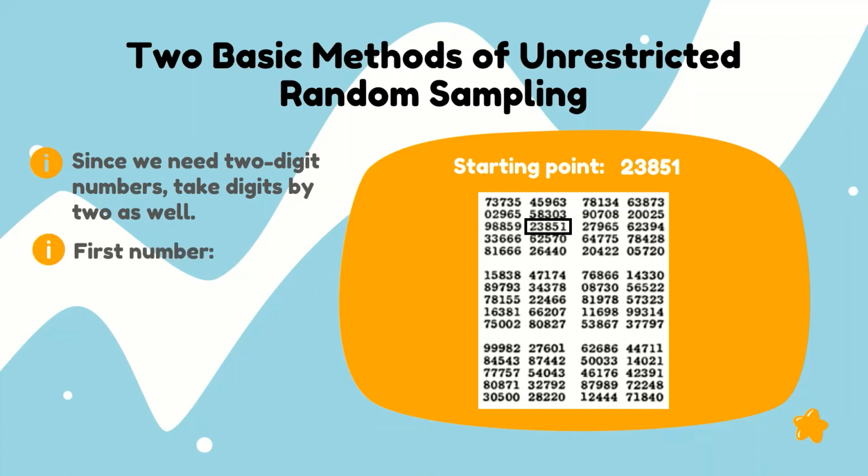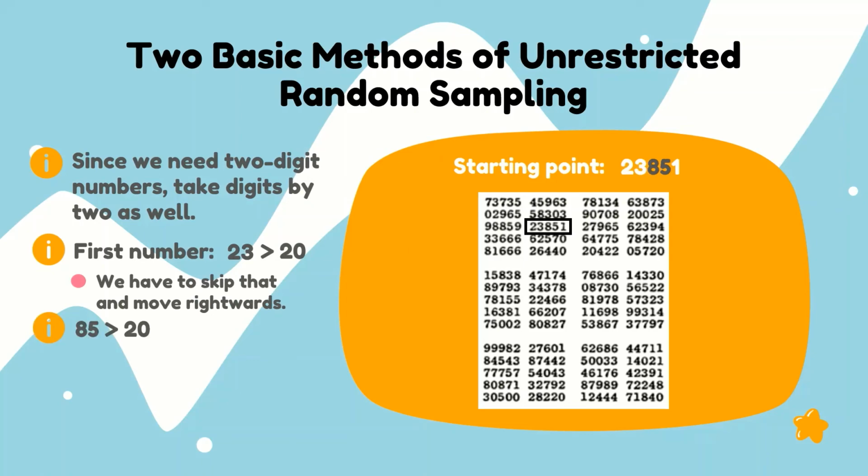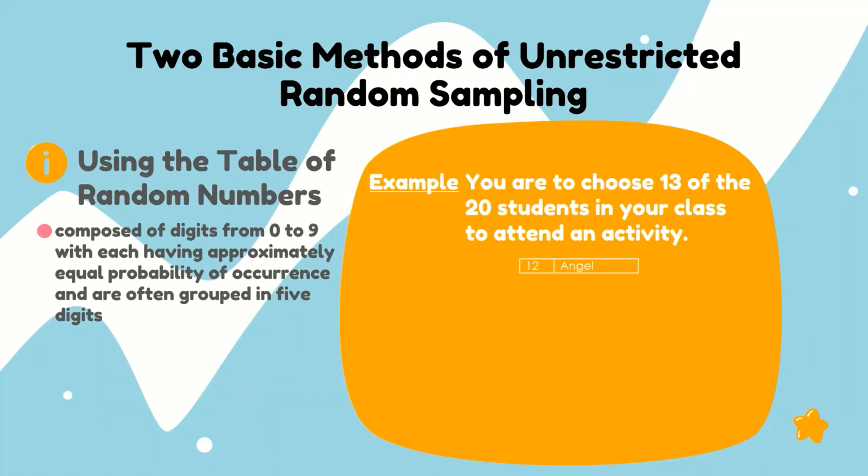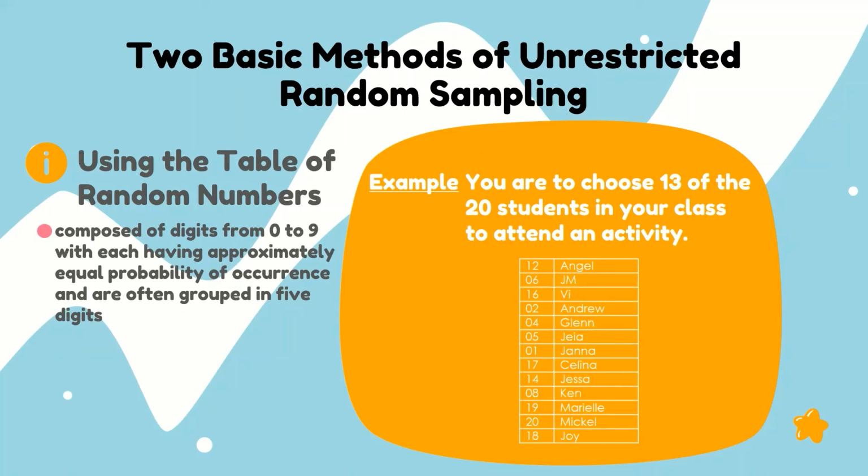The first number would be 23, but 23 is greater than 20, so we have to skip that and move rightwards. 85 is still greater than 20, so disregard that again. The next would be 12, and we can include that. That means student 12, which is Angel, is a member of the sample we need. Continue this process until you get the sample size you desire, which in our case is 13. And our sample will look like this.